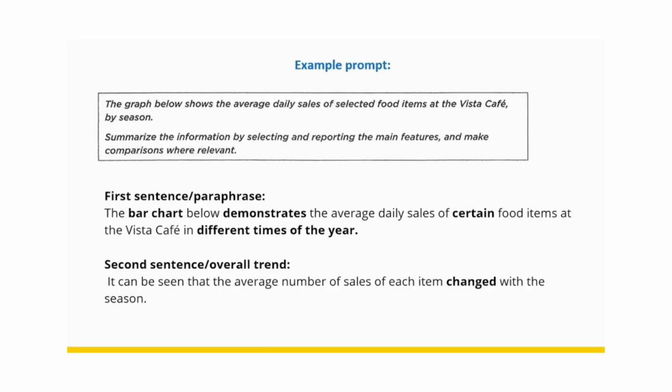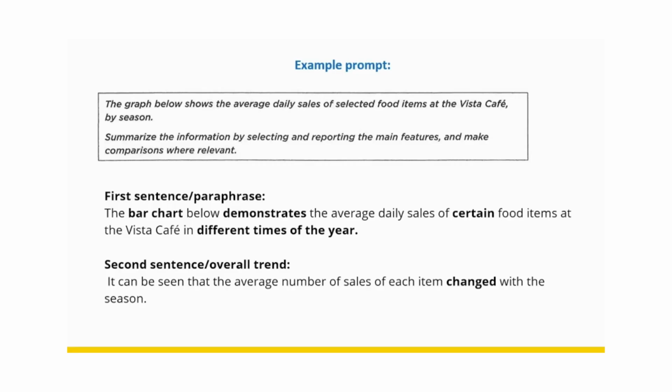And now I have an example prompt for you guys, so you'll have a better idea what I was trying to explain to you in the previous slide. So as you see, we have an example prompt and we have our topics. The graph below shows the average daily sales of selected food items at the Vista Cafe by season. And as usual, you are being asked to summarize the information, report the main features, and make comparison.